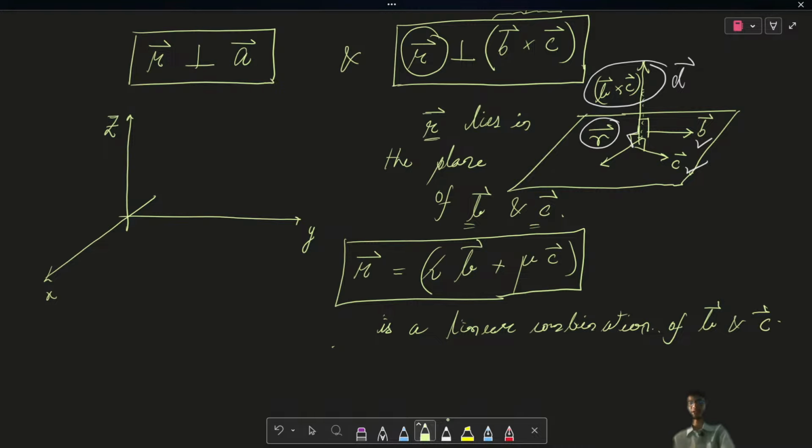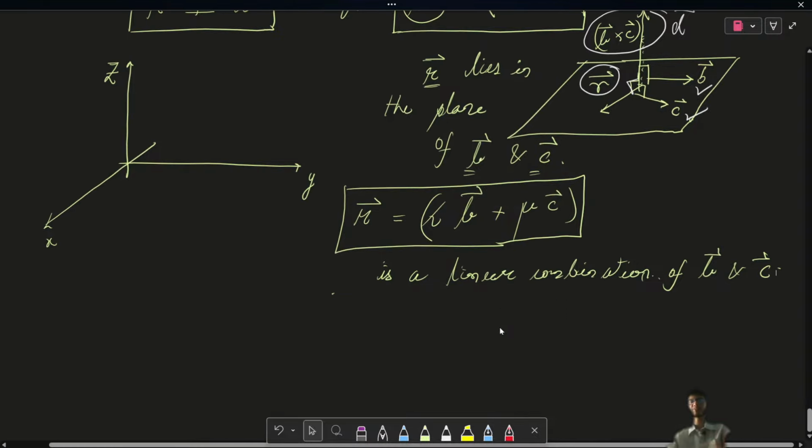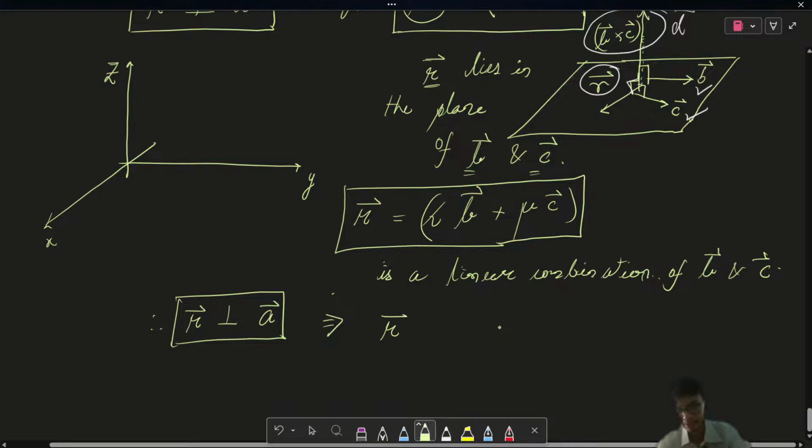Now, once I know this particular result of my R vector, I also have this result, that is my R vector is perpendicular to the A vector as well. Now we have seen by basics of scalar product or dot product that whenever two vectors are perpendicular, their dot product is definitely equal to 0. So this is a simplified result, right?